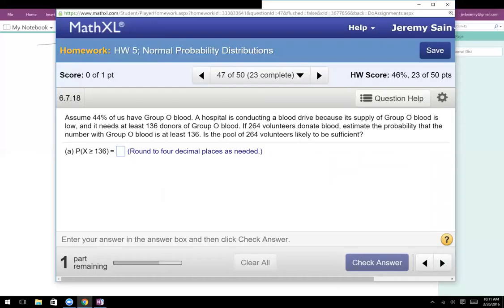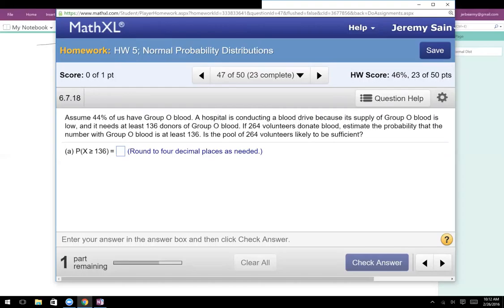Assume 44% of us have group O blood. A hospital's conducted a blood drive. Supply of O blood is low. It needs at least 136 donors. If 264 volunteers donate blood, what's the probability that the group O blood donors are at least 136? Is 264 volunteers likely to be sufficient?